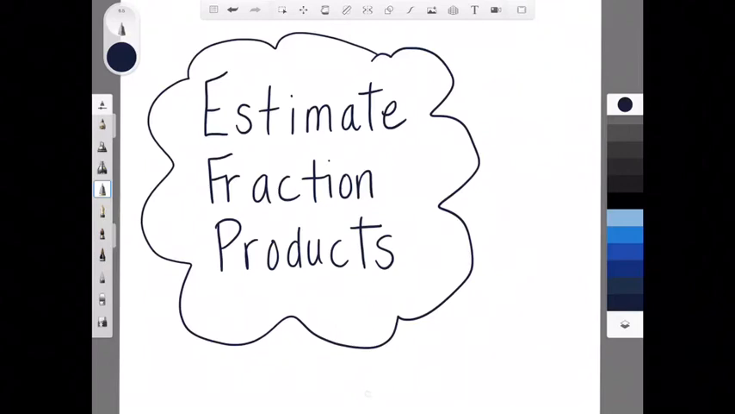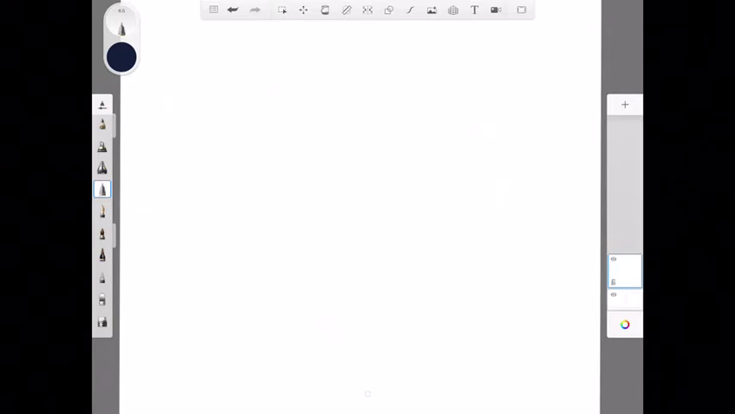Okay, we're going to review quickly how to estimate fraction products, because this is on your review on homework 76. Okay, remember that when you multiply a number, well, let me just give an example. So let's start with the number 2. When we multiply 2 by 1, we still get 2, correct?